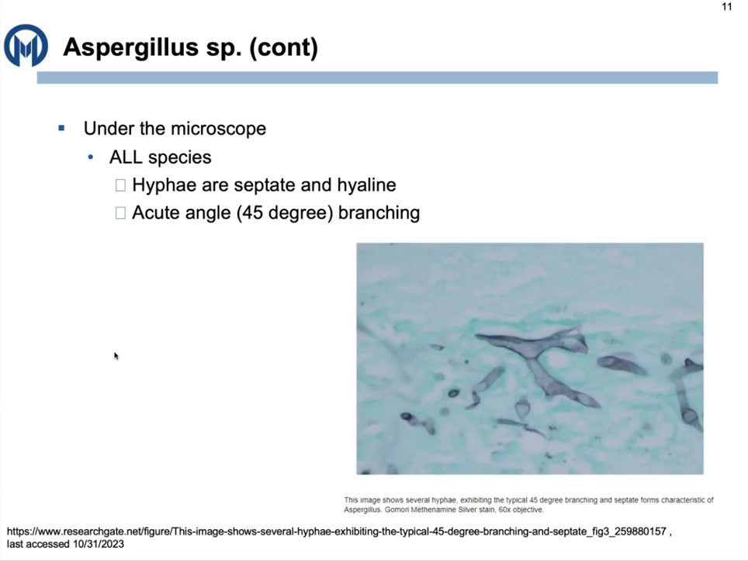Under the microscope, this is important to know, like on your exam, they'll give you hints like acute angle branching, 90-degree branching, septate, no septate. So be cognizant that for the most part, Aspergillus is septated and it is acute angle, as you can see in this specific image.